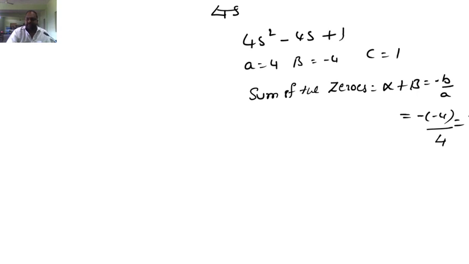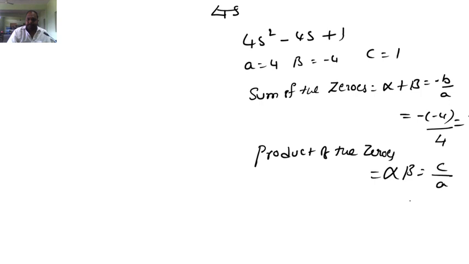Check in the previous frame, we got 1, alpha plus beta, product of the zeros. Alpha into beta is C by A. What is the value? C is 1 by 4, 1 by 4. So alpha into beta, in the previous frame, we got 1 by 4, I think.